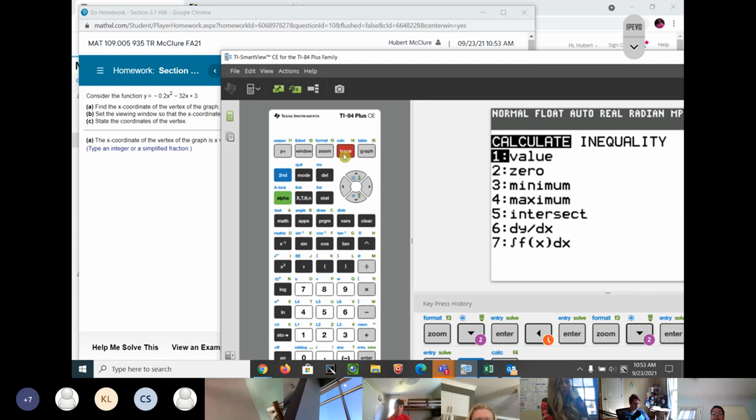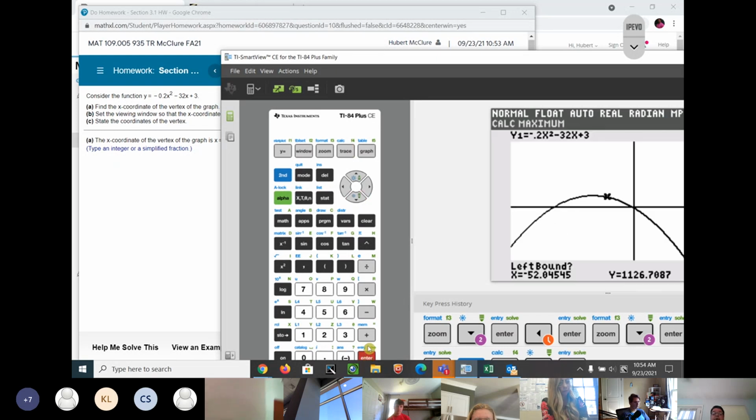And now you can do second trace. And you can find whatever you want. I'm going to find the maximum. That's the vertex. And give it a left-hand side. Give it a right-hand side.